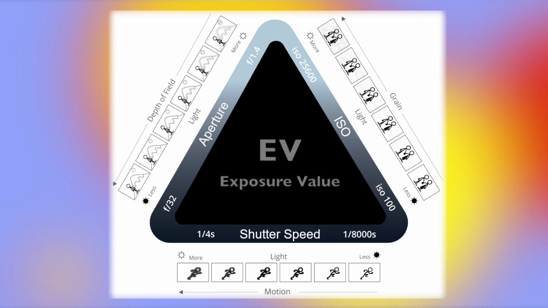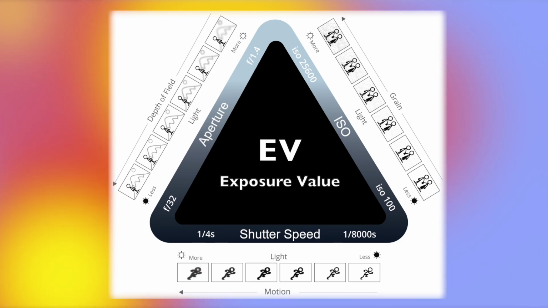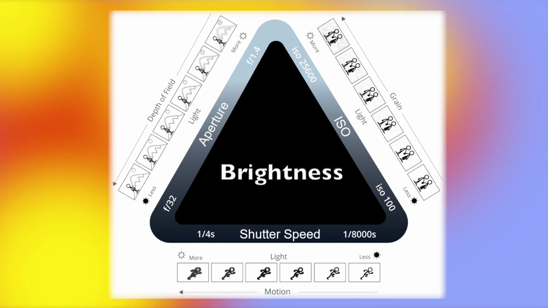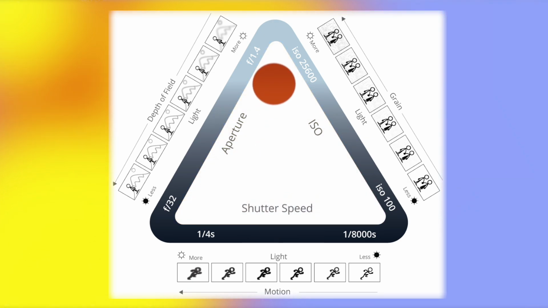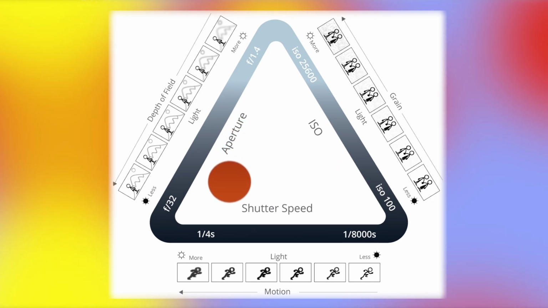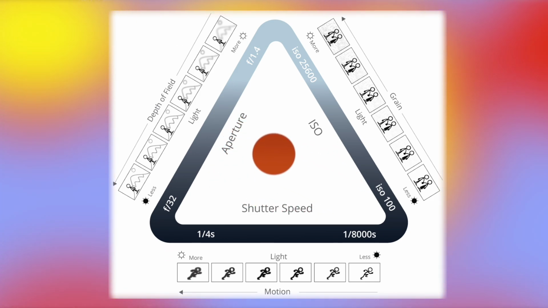All three sides combine to make an exposure value. This represents the total amount of light captured, and this measures how bright your photo is. You can reach the same brightness with different combinations of aperture, shutter speed, and ISO. So why not just keep the whole triangle perfectly balanced at all times? Well, each setting does more than just control light.